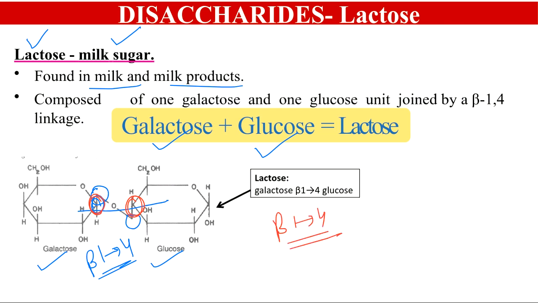So till now in lactose we learned that lactose is a disaccharide present in the milk and milk products, and it is composed of galactose and glucose, and the bond that is present between these two molecules in the lactose is beta 1,4 glycosidic linkage.